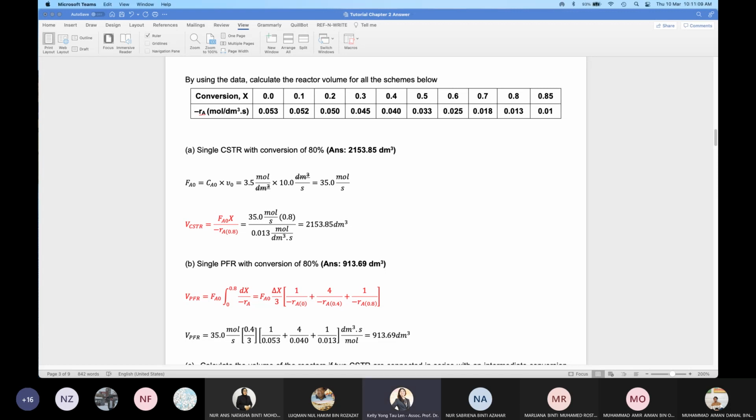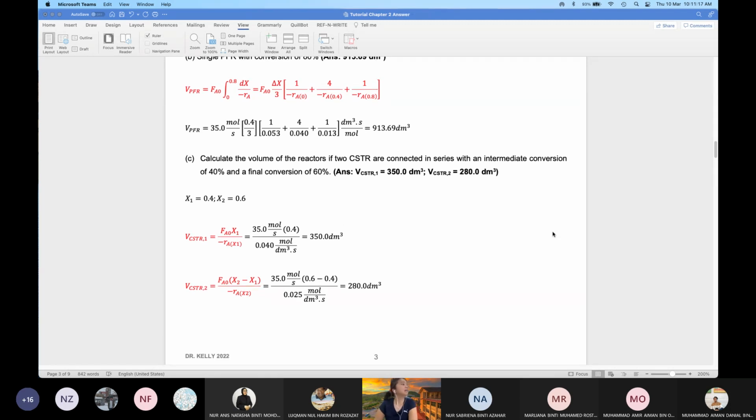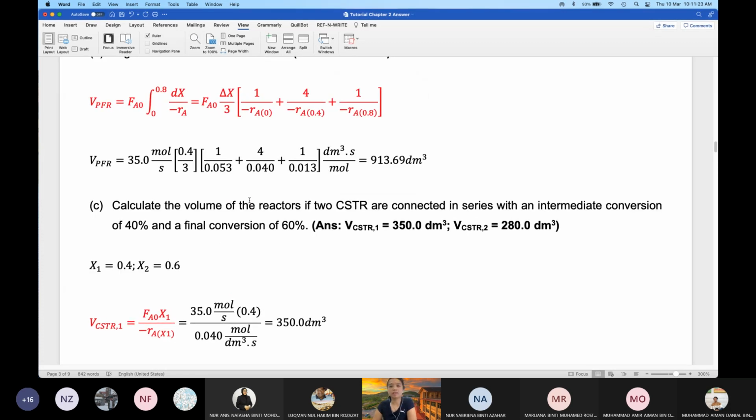Okay, so done on question A and B. We go to the next two questions, C and D. Okay, so question C. Calculate the volume of the reactors if two CSTR are connected in series with intermediate conversion 40%, final conversion 60%.